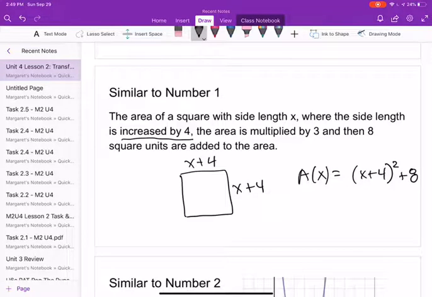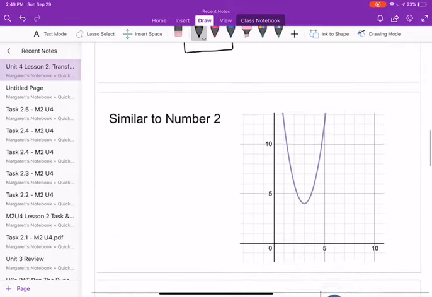And we are going to multiply the area by 3. This is because it tells us that the area is multiplied by 3, and then 8 square units are added to the area. So the equation we have is A of x equals 3 times (x plus 4) squared plus 8. This is similar to the number 1 that you have, but with different numbers. You may go do that whenever you're ready.